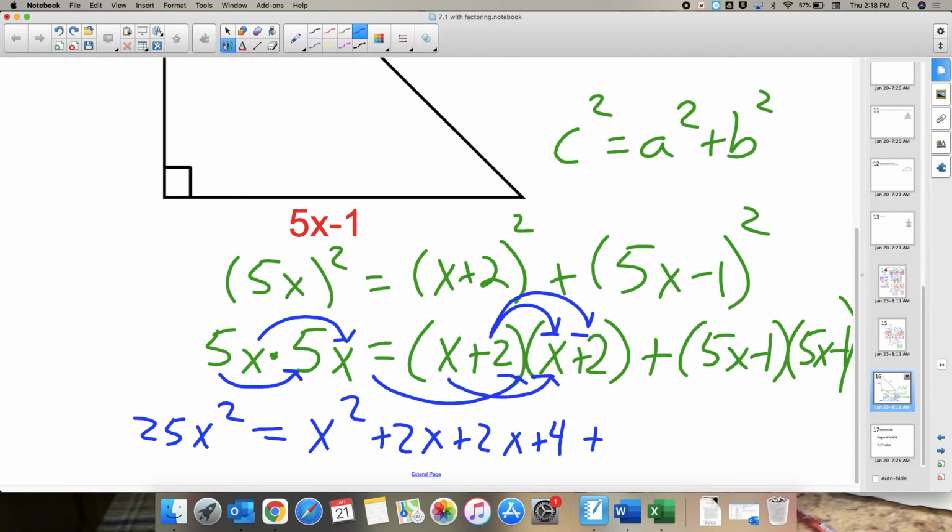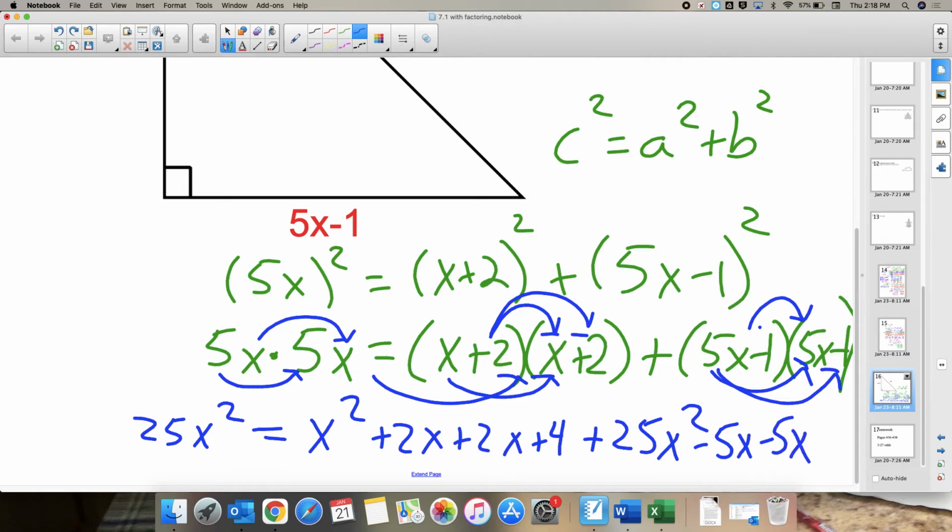To do my 5x times 5x, which is 25x squared. 5x times negative 1, which is minus 5x. Negative 1 times 5x is minus another 5x. And negative 1 times negative 1 is plus 1.